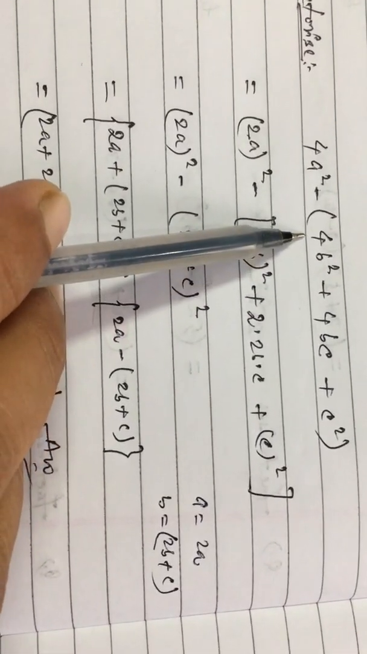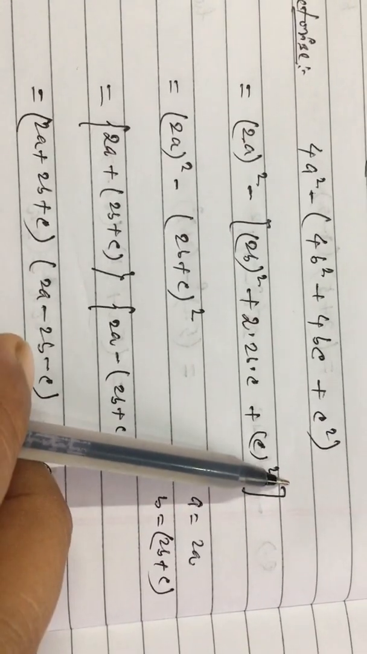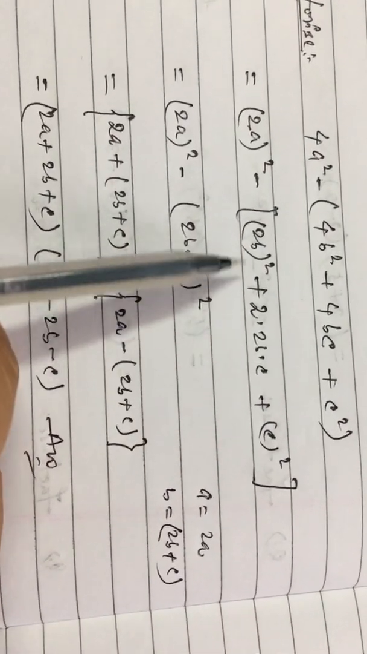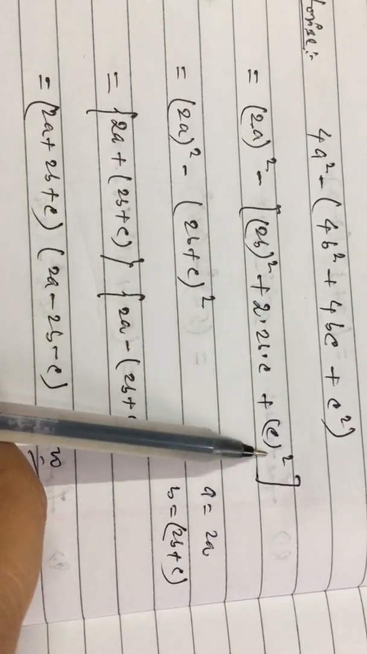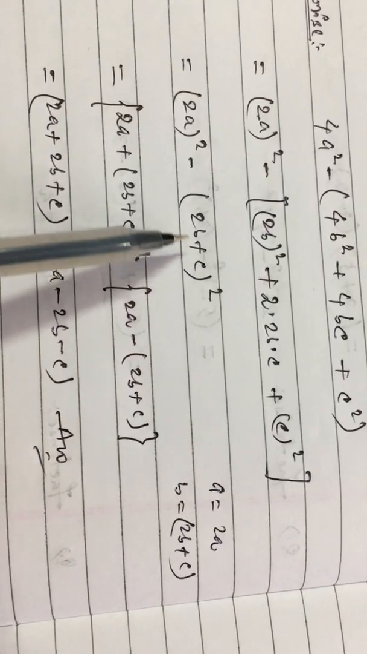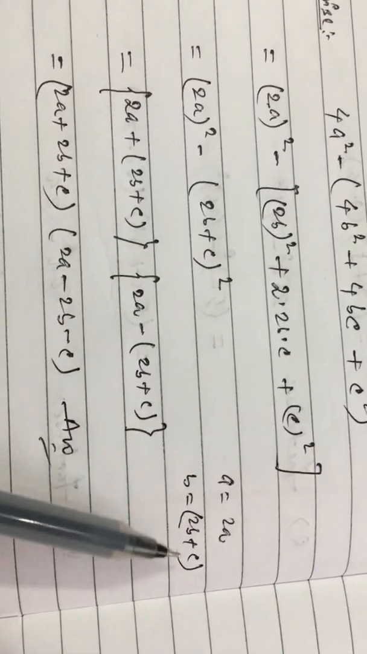You can see 4b is the perfect square of 2a and c is the perfect square of c. Actually, we are expanding a square plus 2ab plus b square. So 2ab is the perfect square of 2b plus c. Now a is 2a and b is 2b plus c.